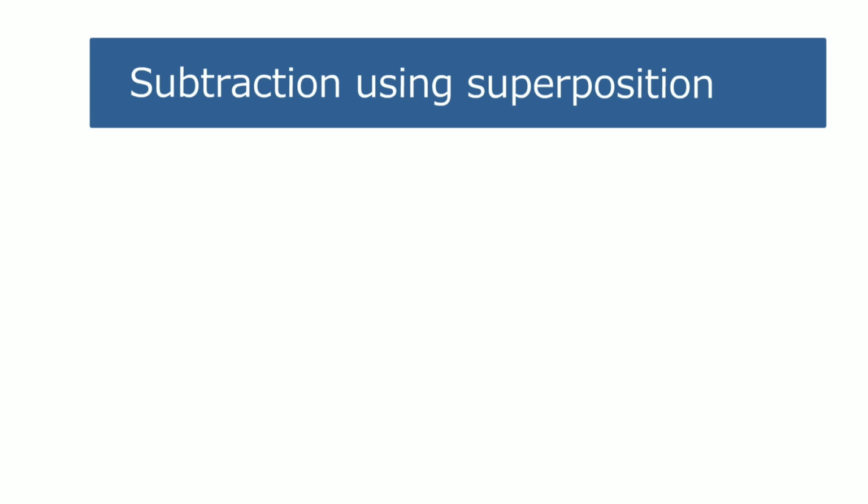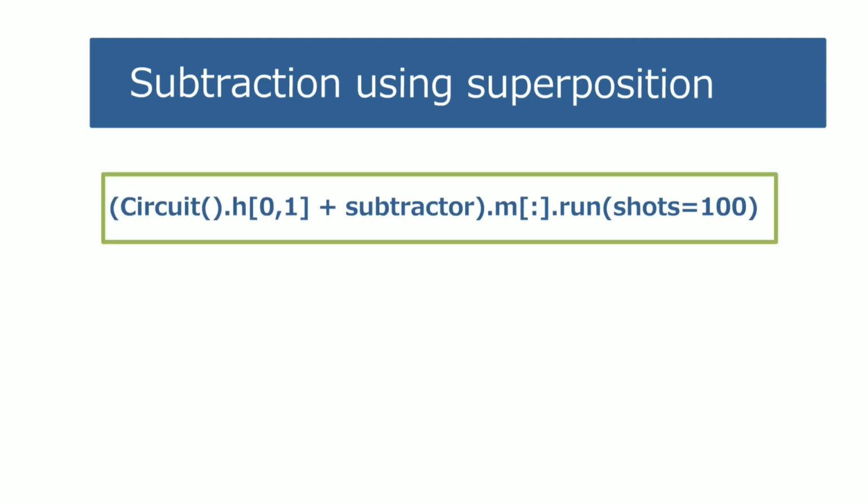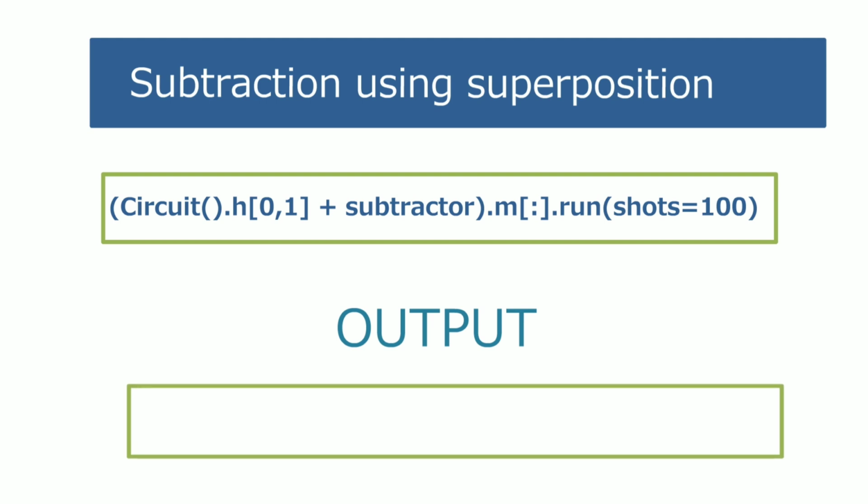Subtraction using superposition. Now let's jump into subtraction using superposition. In this case instead of filling in the data one by one with the X gate, let's use the H gate to do the subtraction. Following is the code. Circuit H0, 1 plus subtractor M dot run, shots equals 100. When we run the code, we get the following output.